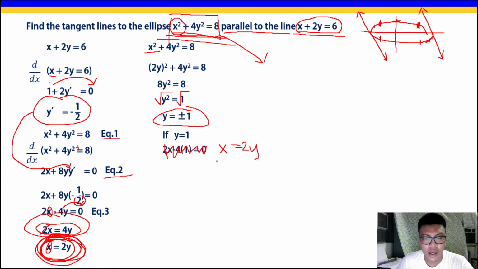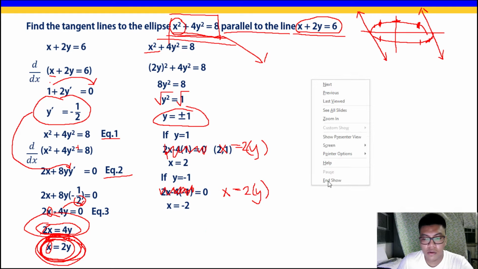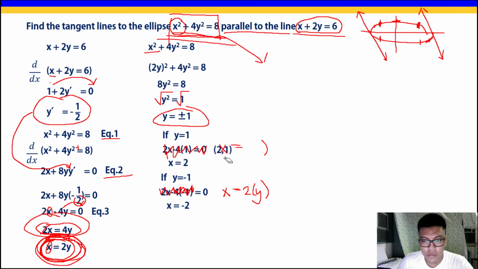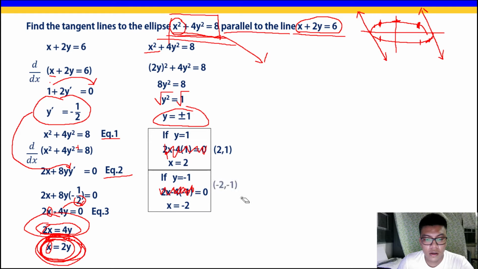So, palit natin yung y. X is equals to 2. Diba? Palitan natin ng 1 to. 2 times 1, 2. Okay? So, if y is equal to negative 1, x is equal to 2y ulit ang gamitin natin. So, palitan natin ng negative 1 to. X is equals to what? 2 times negative 1. X is equals to negative 2. So, meron tayo ngayon 2, 1, tsaka negative 2, negative 1.